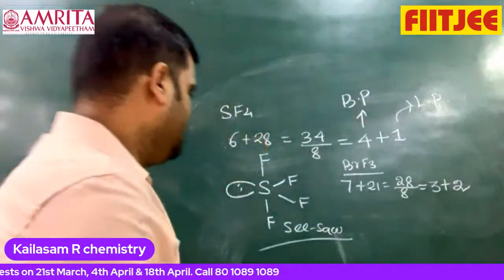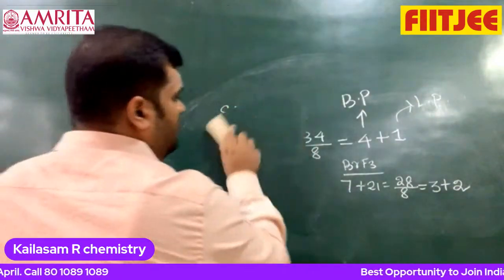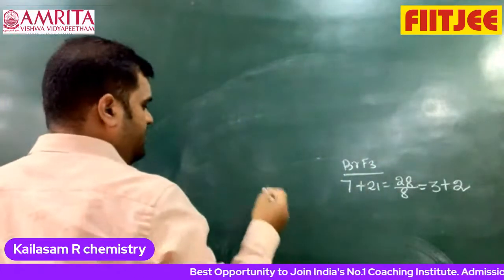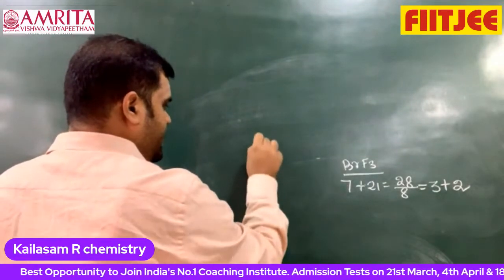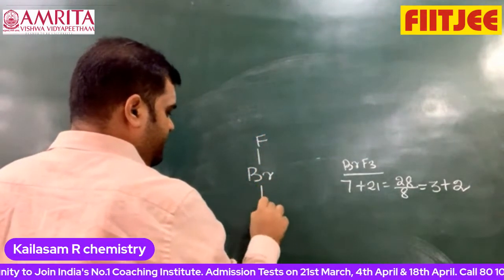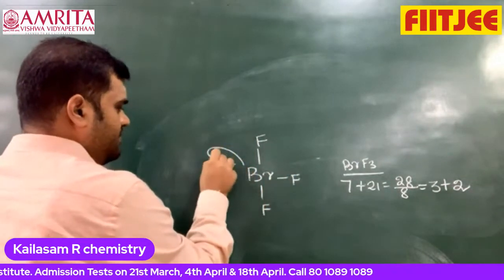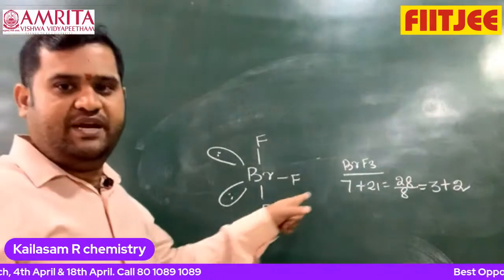Now look at this. BrF3, we are going with that. Br, and now I can say here F, F, and here F. That's all. This BrF3 is the bent T shape.